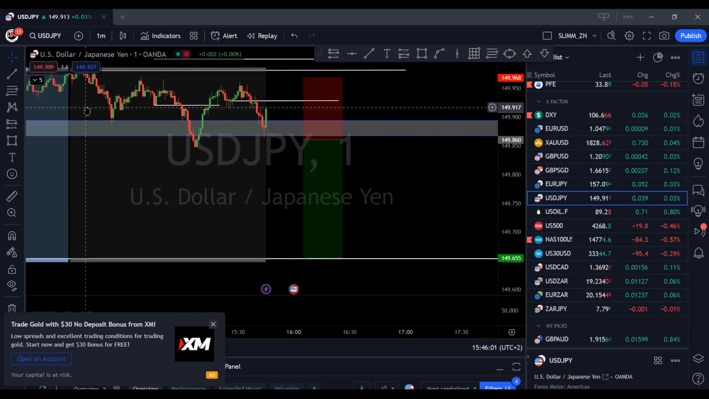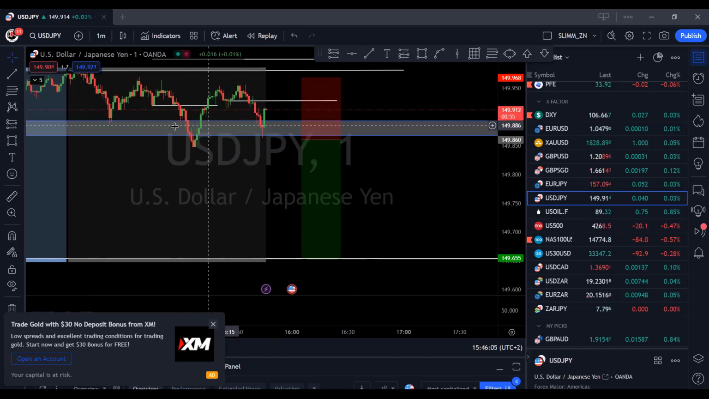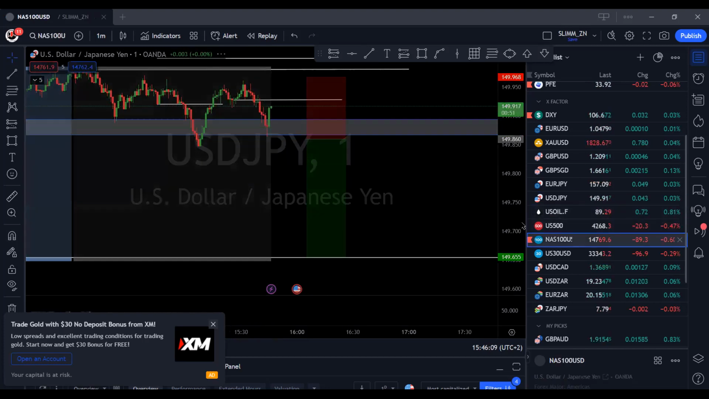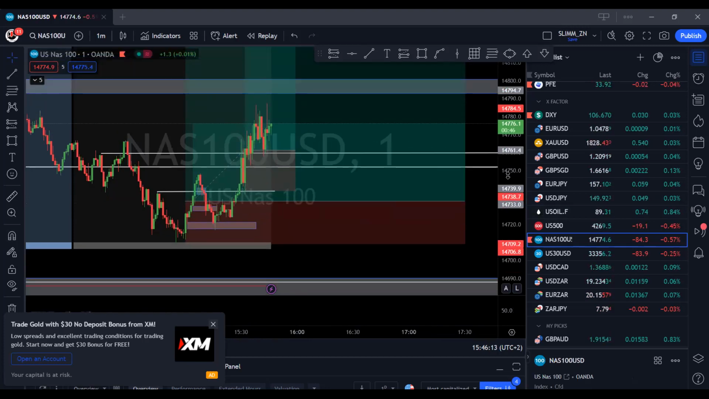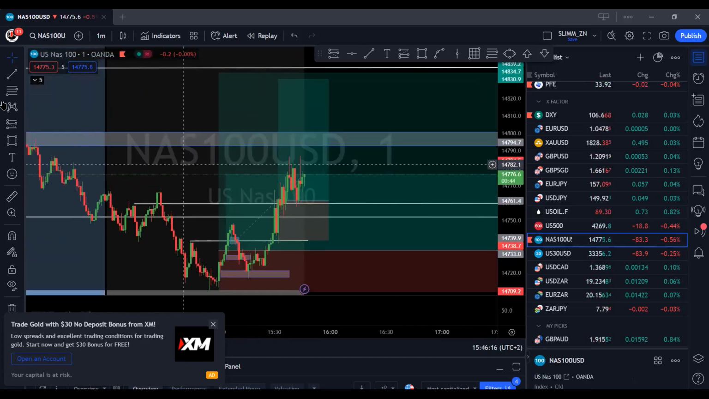All right, price pushing back up with some aggression. It seems like they want to reject the previous day's high. But let's see how they go. Nasdaq pushing up.